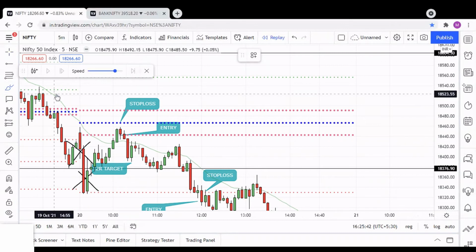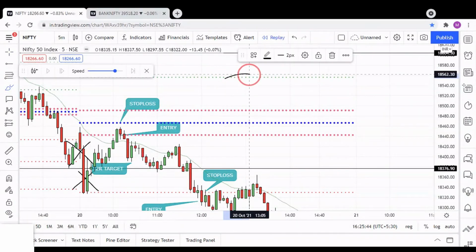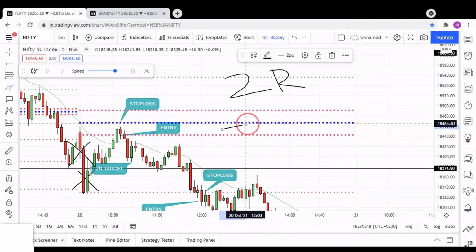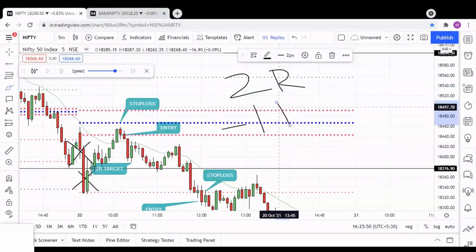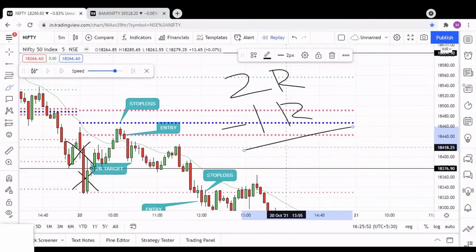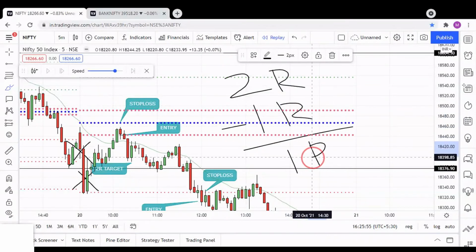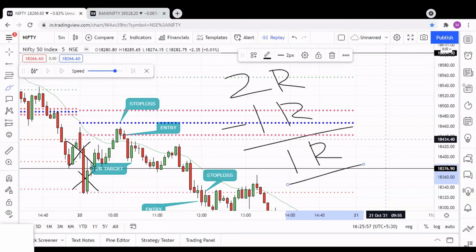So in Nifty we had two trades. In one trade we had a profit of 2R. In another trade we had a loss of 1R. So overall we had a profit of 1R in Nifty. I'm sorry, I mentioned Bank Nifty earlier.